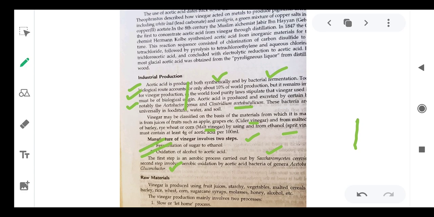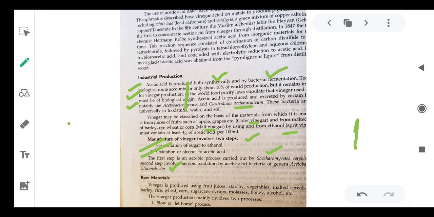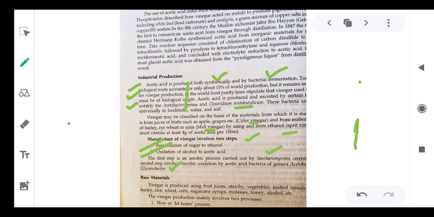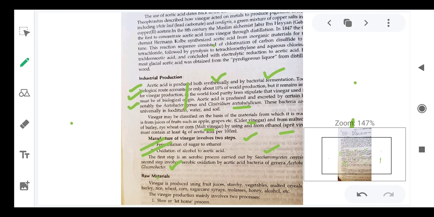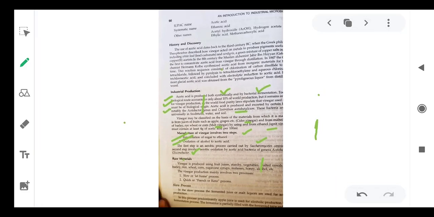Now, if we move on, we know that the raw material for vinegar, as you get to see, is that vinegar is produced using fruit juice, starchy vegetables, etc.